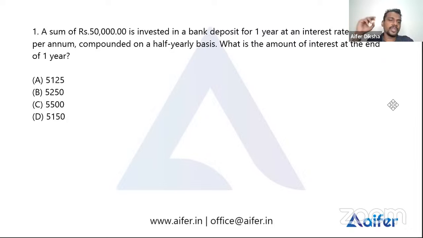A sum of rupees 50,000 is invested in a bank deposit for 1 year at an interest rate of 10% per annum, compounded on a half yearly basis. What is the amount of interest at the end of 1 year? That's the question. Try to do the question. After that, I will be explaining in detail. If you lack clarity regarding any concept or term, you can put it in the chat box.